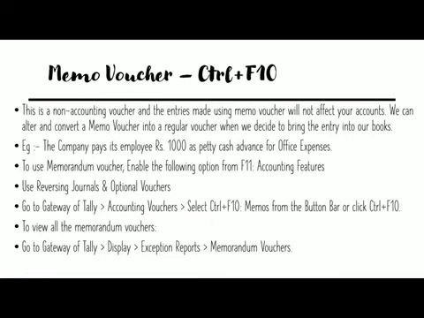To make use of this particular voucher, we have to activate it. To activate this voucher, from the Gateway of Tally, press function key F11. Function key F11 can be pressed even from the voucher window also. This will take us to company features or Tally features. In that, we have to select accounting features. Under accounting features, there is a section called budget and scenario management. In that, we have to enable use reversing journals and optional vouchers.